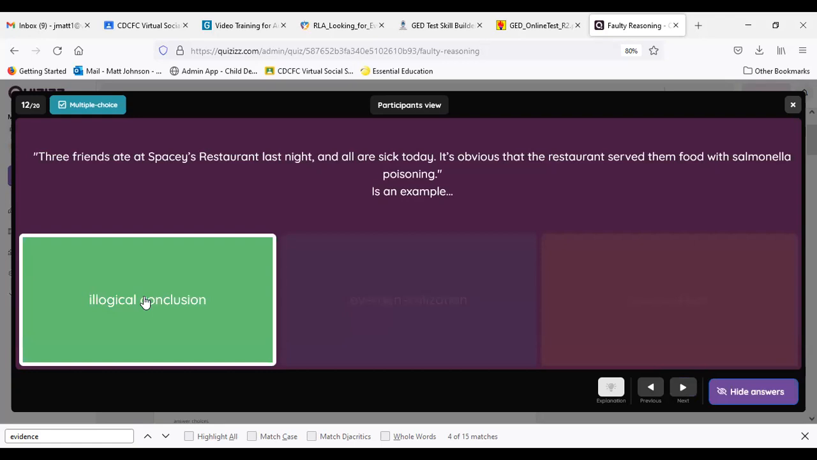3 friends ate at Spacey's restaurant last night and all are sick today. It's obvious the restaurant served them food with salmonella poisoning. Okay, so illogical. Well, we don't know what they're sick from. They might have colds. He's just saying they're sick. And so it's jumping to a conclusion, right? That's another way to look at it. It's like, well, they all went to the same place. They must have salmonella poisoning. Well, that's very specific. There's lots of different types of food poisoning, for one, but to say that they must have salmonella poisoning, that is certainly illogical. Okay.